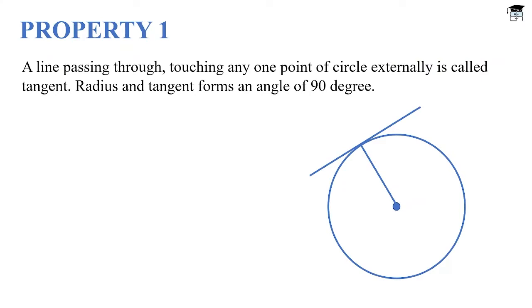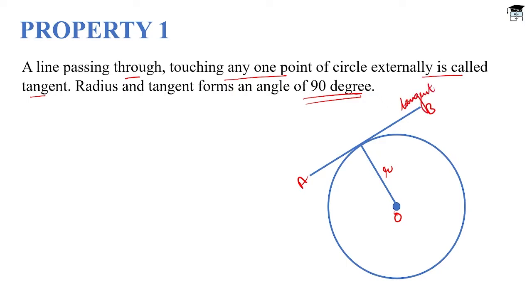So let's start with the first property of circles, which says that a line touching any one point of the circle externally is called a tangent. The radius and tangent form an angle of 90 degrees. Now we have already done what a tangent is in the important terms. So this is the center O and this is the radius of the circle and this line AB is the tangent.